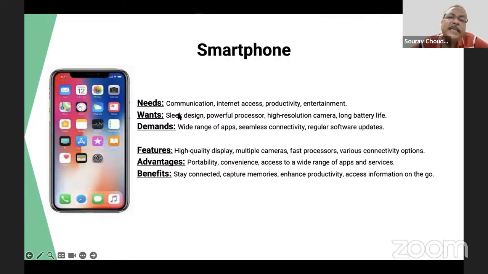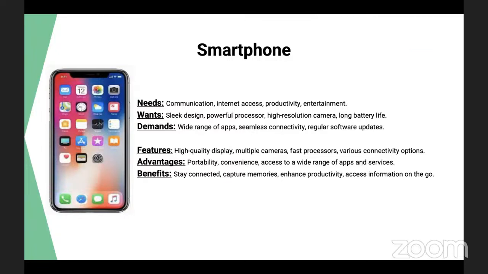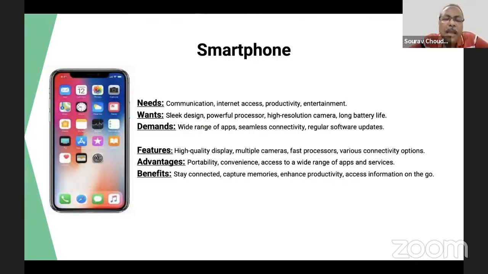For communication, do you need sleek design? Wants are options. Wants are options. Okay. So for this communication, what do you need? For this communication, if communication is your need, what can be your want? Connectivity. I can use a feature phone with buttons. I can use an Android phone or I can use an iPhone. Correct. These are my options in front of me.